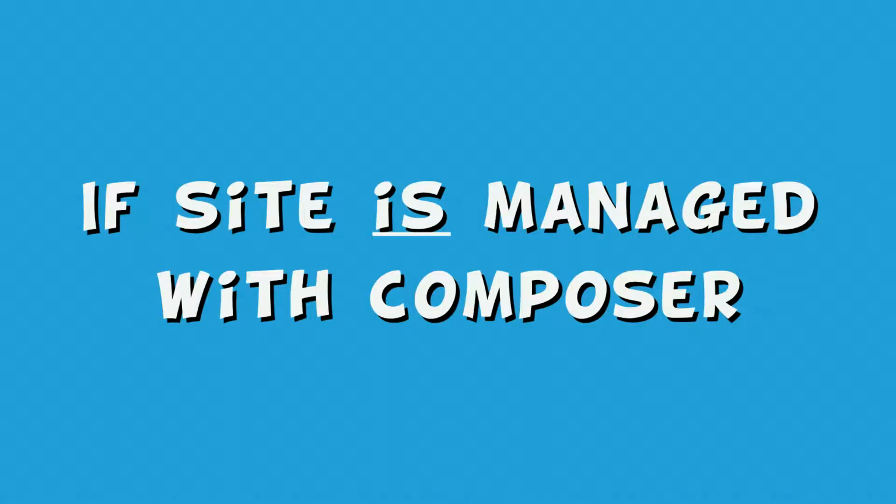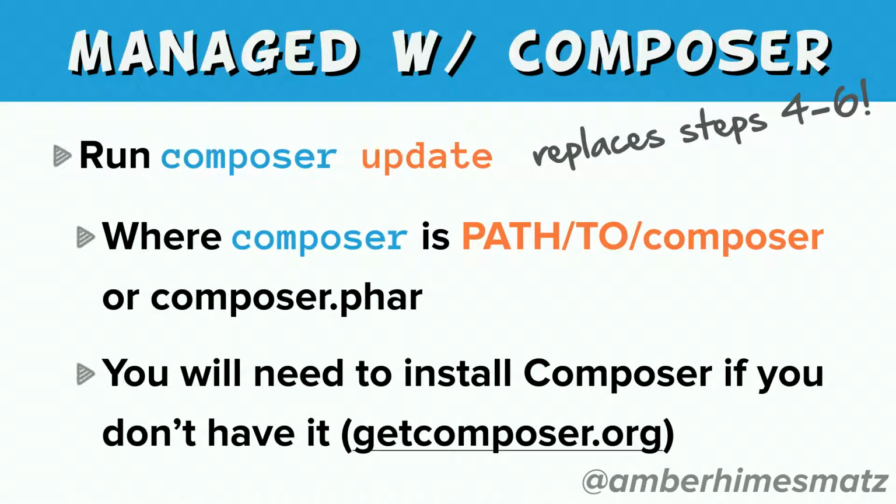Okay, now if your site is managed with Composer, what you do instead is replace steps 4 through 6 with Composer Update. And Composer is the path to your Composer, however you have it installed. You can have it on a per site basis. You might have, as part of your process, Composer self-update, so that you know that your whole team is using the latest version of Composer before you proceed. That's a good extra step to put in there. But you run Composer Update, and that will update your core and vendor directories.